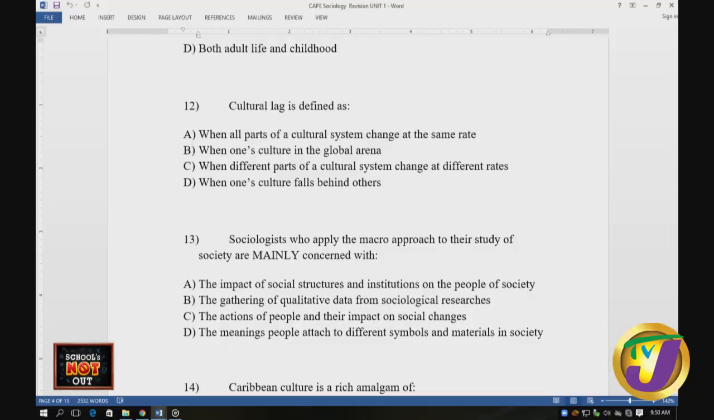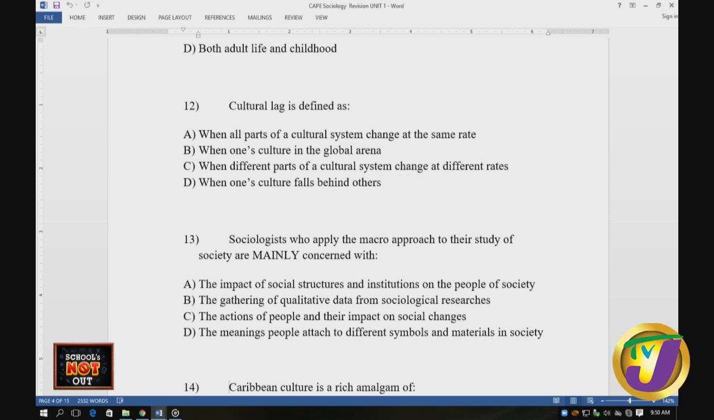So we move on to question 13. We're going back again to the sociological theories. Sociologists who apply the macro approach to their study of society are mainly concerned with... So you start to think, now that we have the micro approach to sociological theory and we have a macro approach, what comes to your mind first?